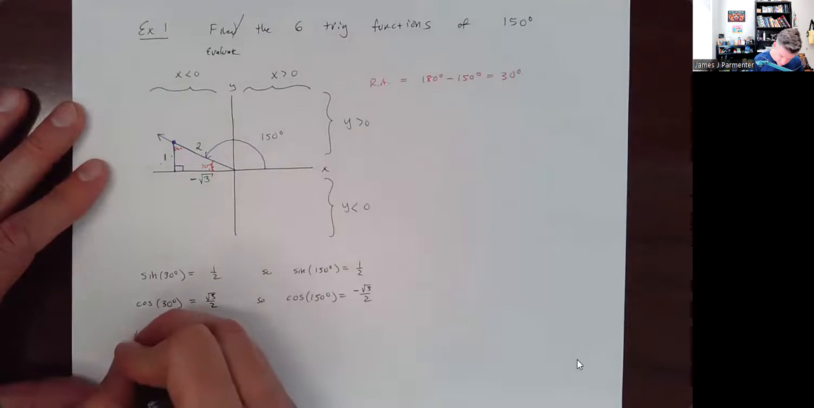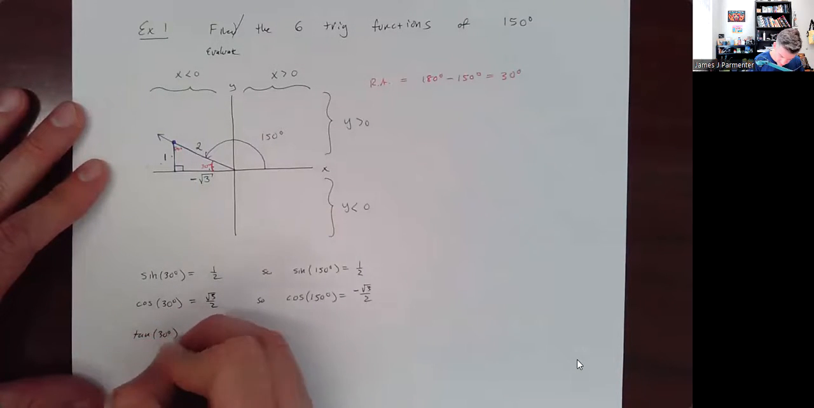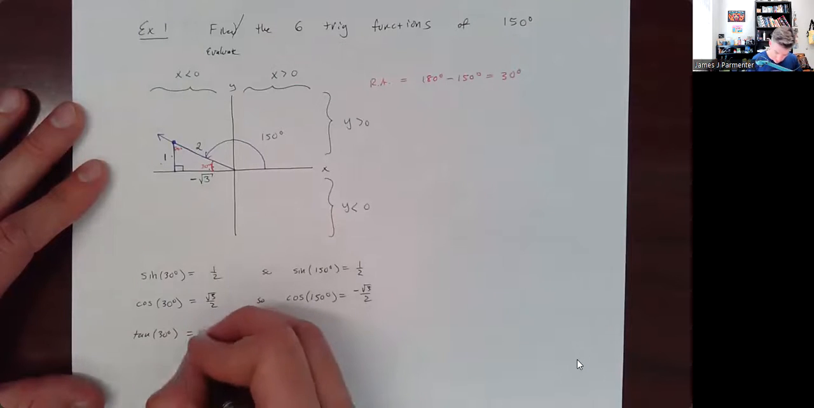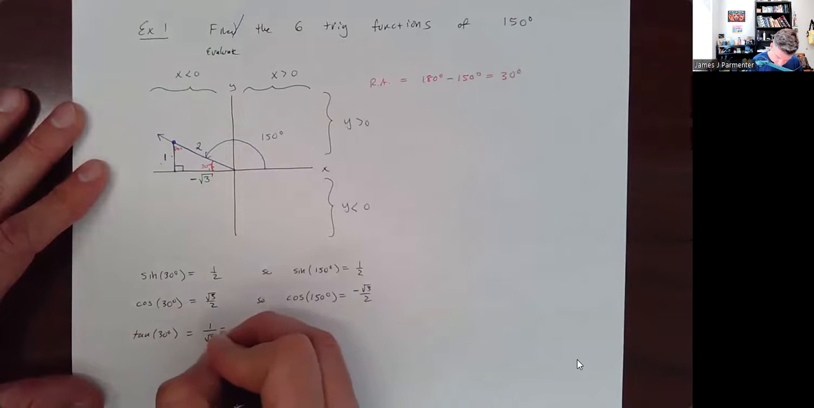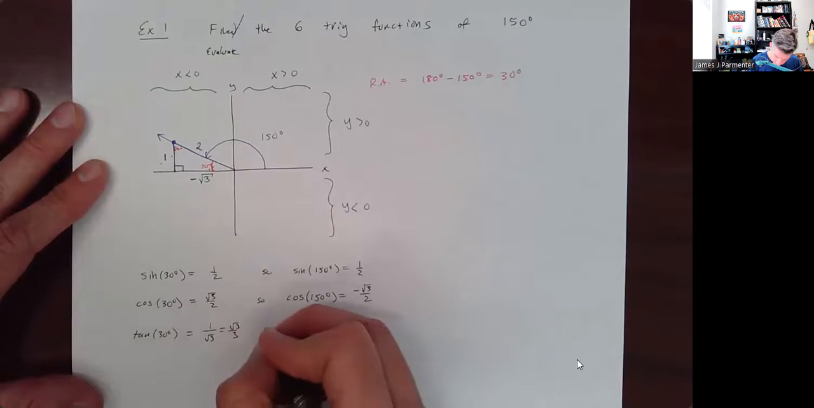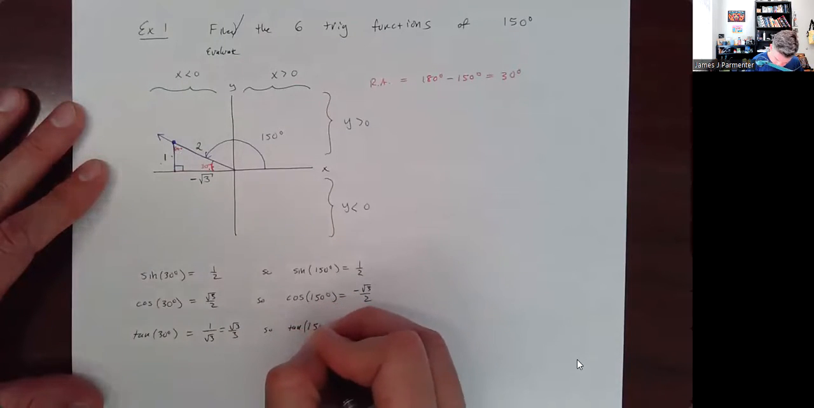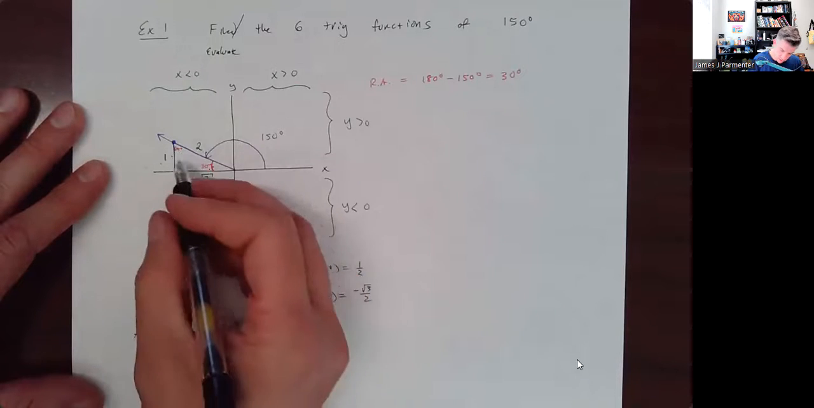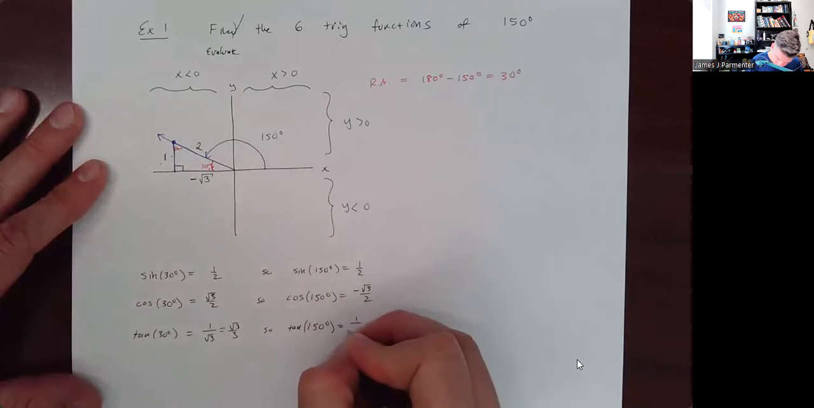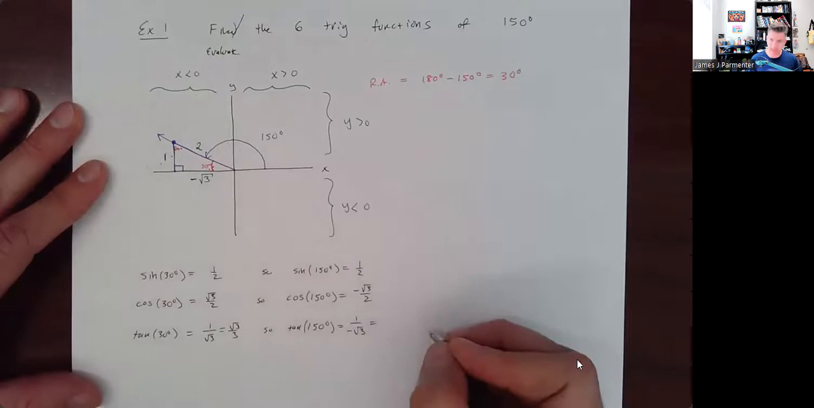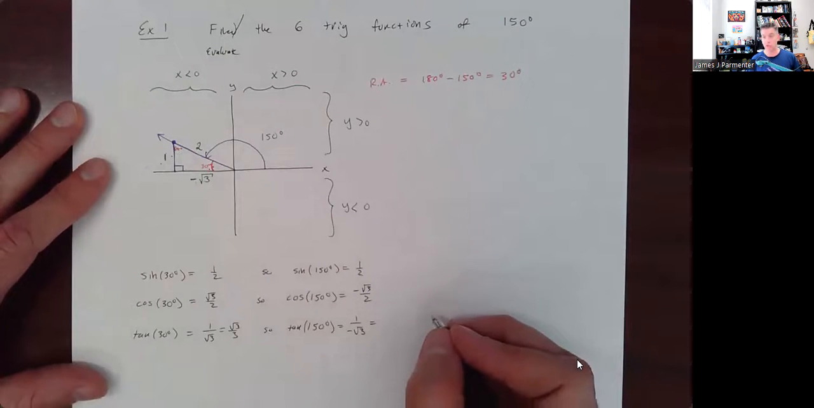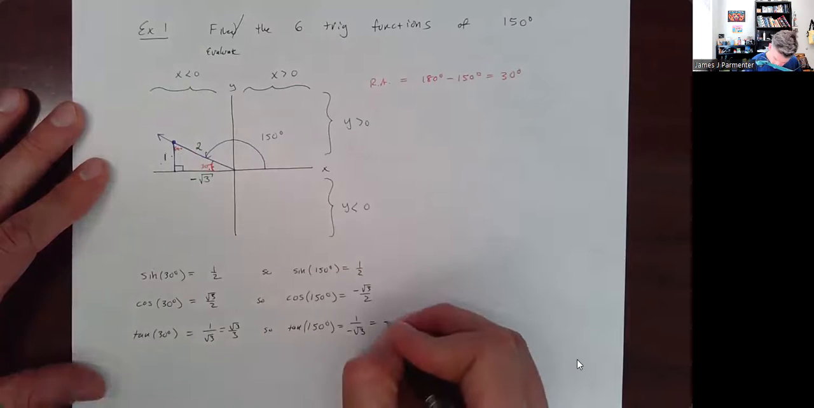And then finally, we know the tangent of 30 degrees is opposite over adjacent, which is 1/√3, which is √3/3. So in this triangle, tangent of 150 degrees is going to be 1/negative √3, which rationalizes as negative √3/3. And you should put the negative out in front.